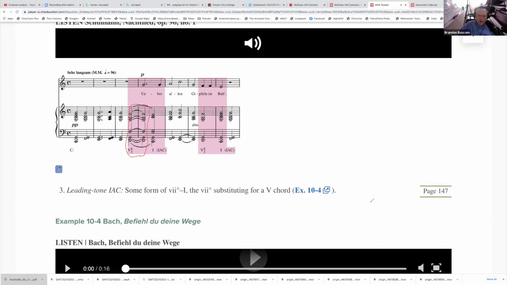So, what was the last chord became the first chord of the new phrase.